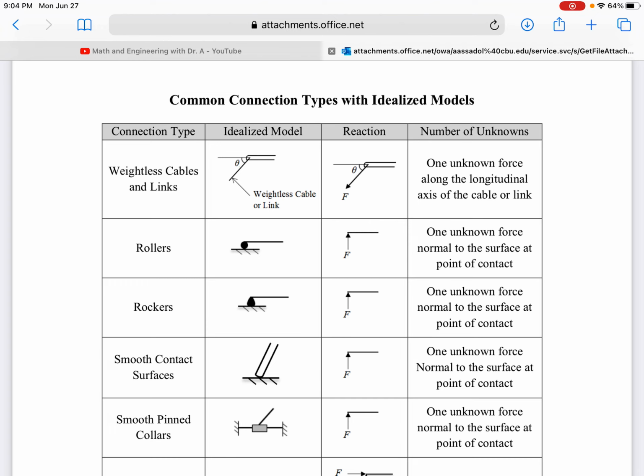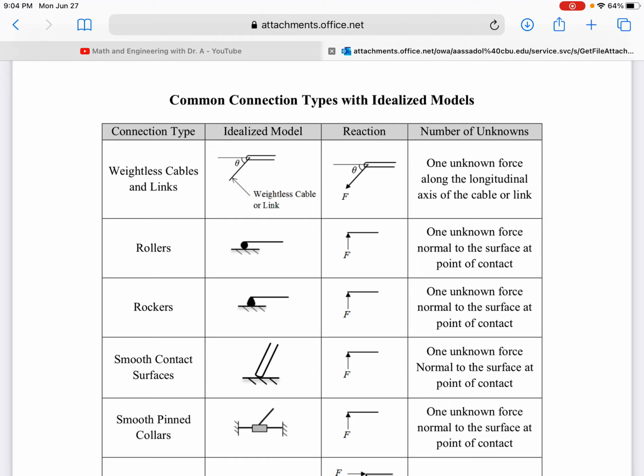The second connection type should be pretty familiar to you from maybe statics or even physics. That's a roller. A roller is idealized as a little circle or ball on a surface, resting on some kind of surface. In this idealized model figure, we have this roller that's resting on a horizontal surface. And the type of reaction it develops is one unknown force reaction that is normal, which means perpendicular to the surface at that point of contact. That's why that reaction force F is pointing straight up vertically.